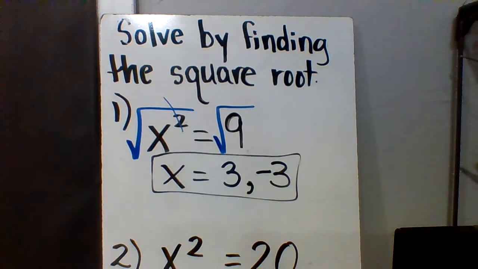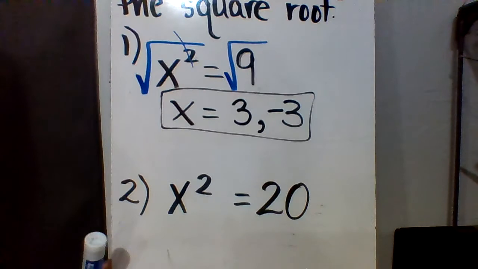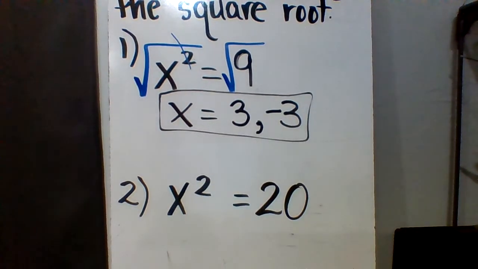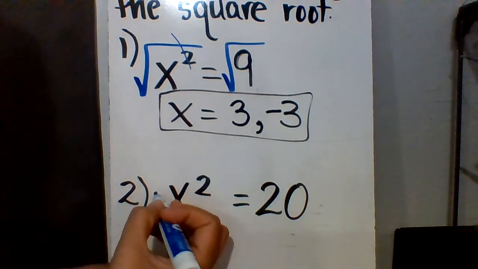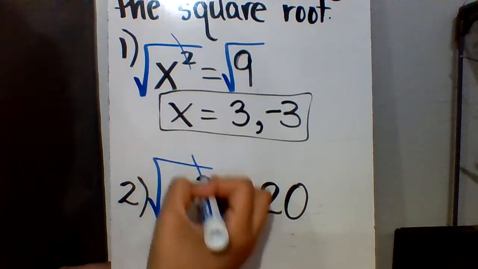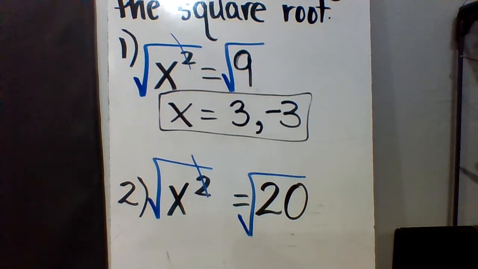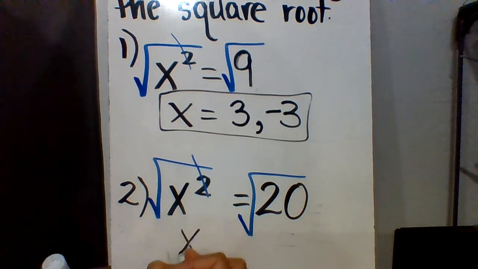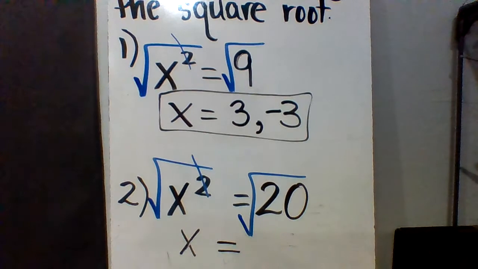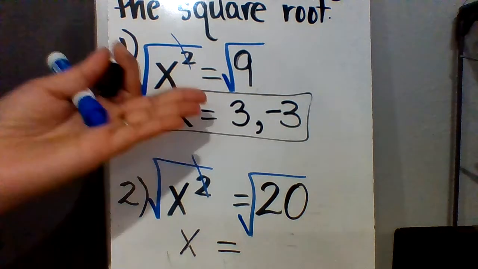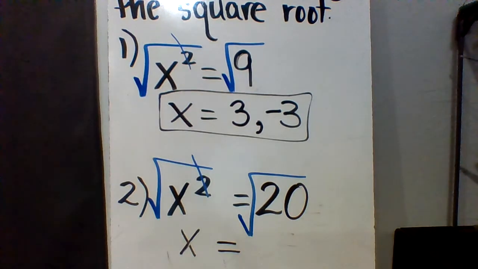Okay, let's do another one. For number 2, we have the same thing. So we want to get the x by itself. So we're going to square root to get rid of that square power. Whatever we do to one side, we do to the other side. So now we have x equals, and on this one, 20 is not a perfect square. So you cannot have a nice answer like 3.